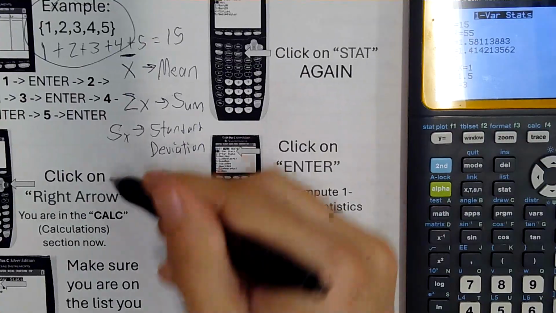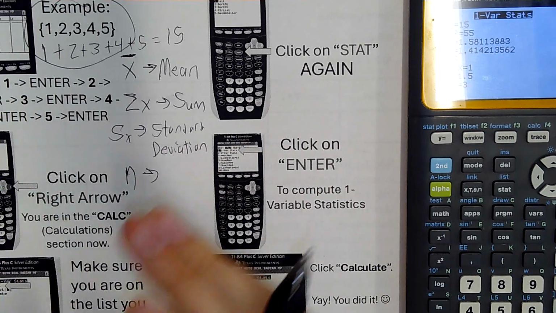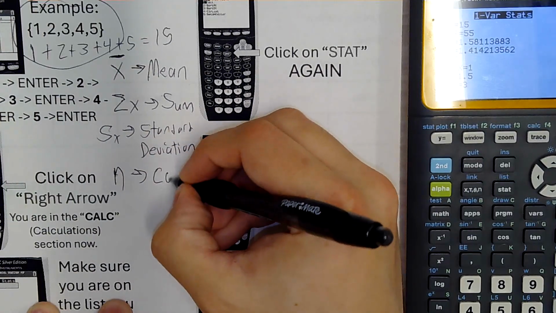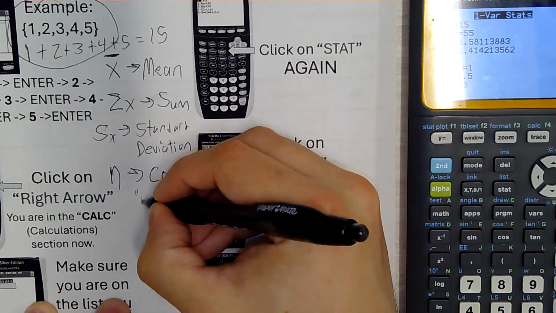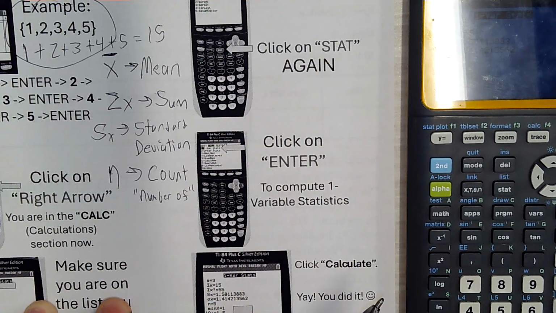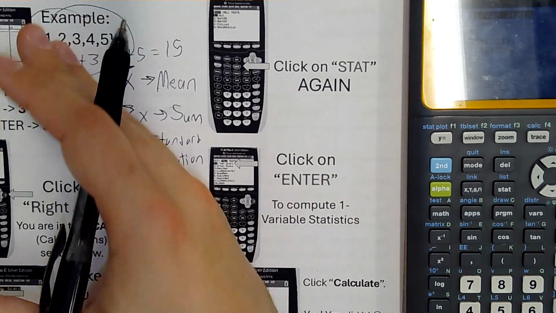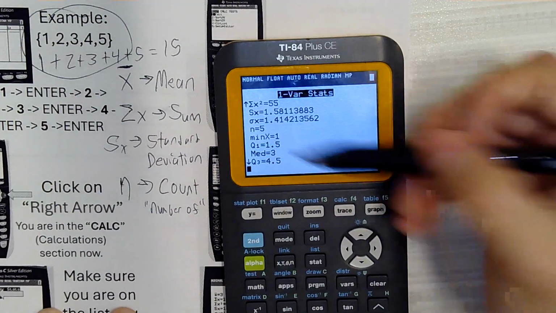All right, next up is n. What does n stand for? Number of data values. That's perfect. The number of data values. You can label that count or number of, etc. However you want to do it. How many data values do we have? We have 1, 2, 3, 4, 5. Literally, we have 5 data values, and so that's why it says n is 5.